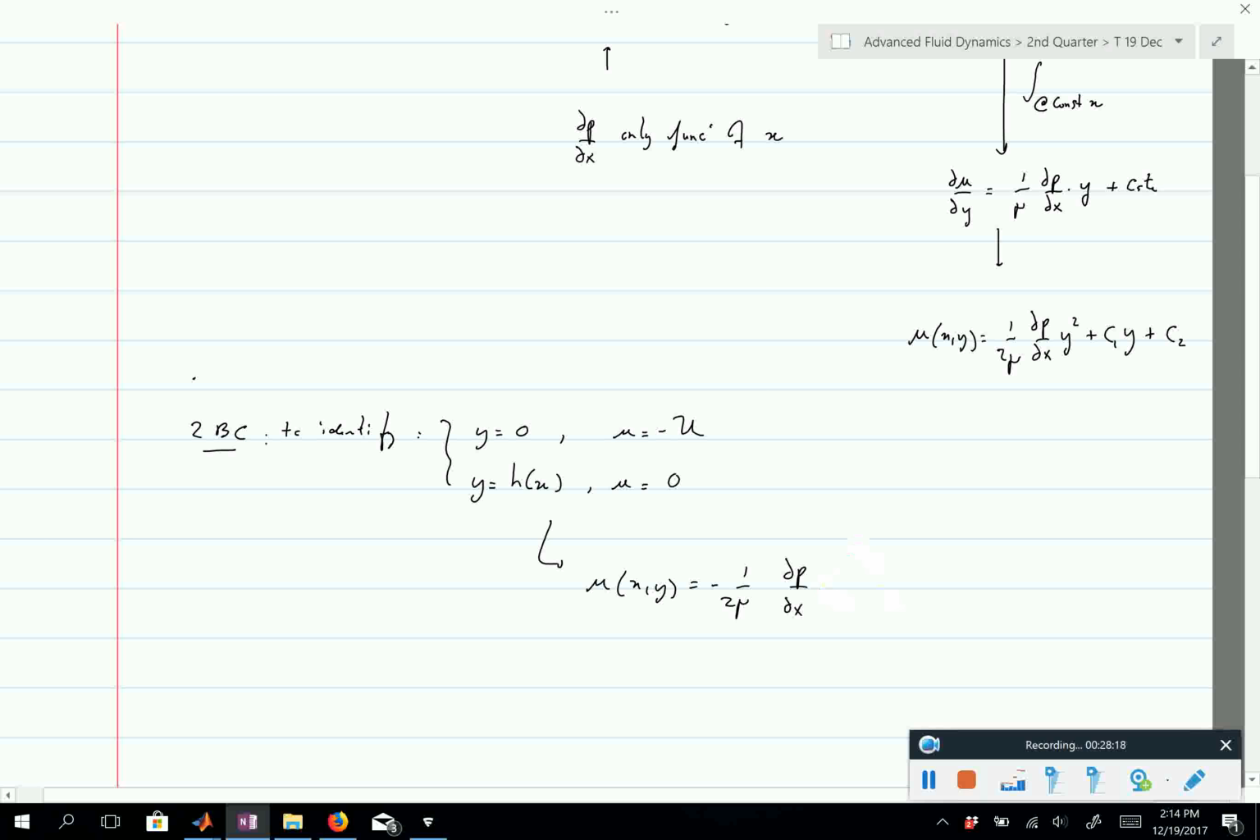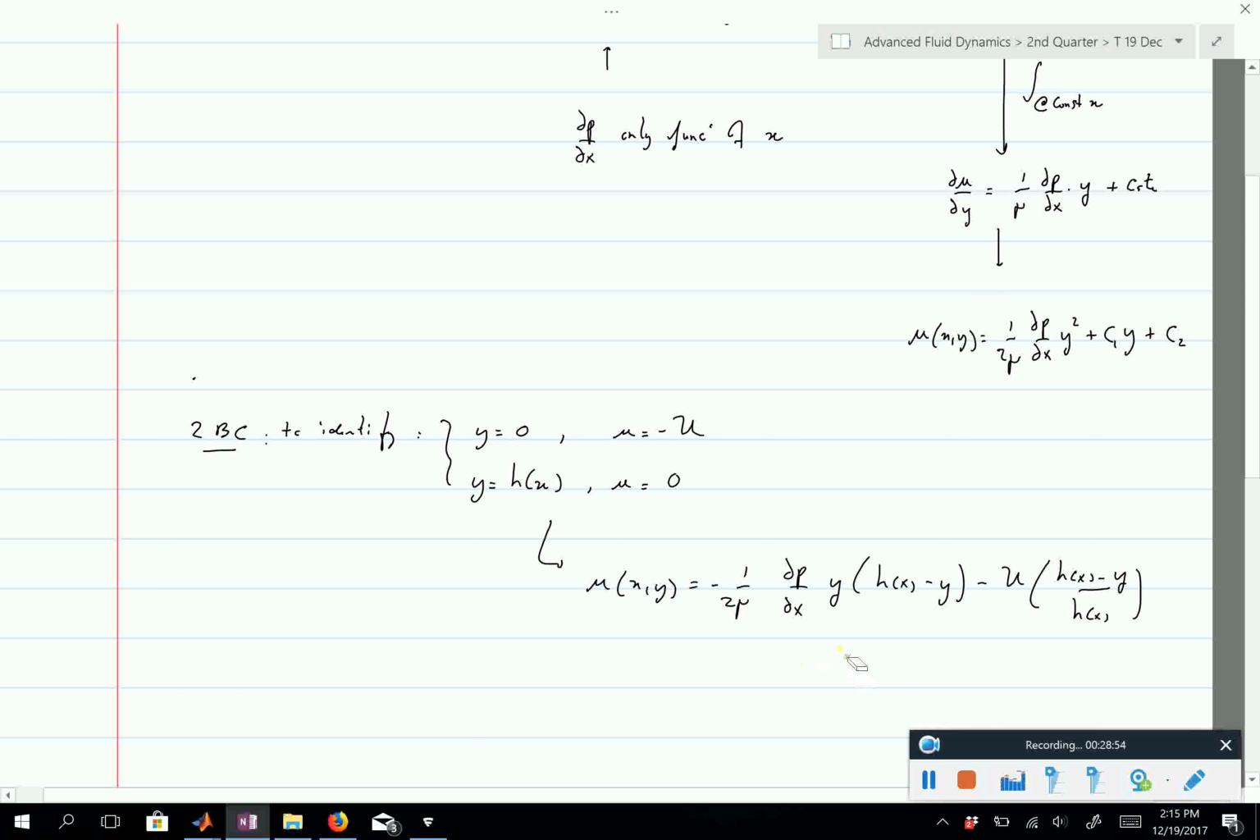Partial p over partial x times y times h of x minus y, minus u times h of x minus y divided by h of x. Okay, the first thing we want to do is to check that all our terms are dimensional. So this term has the right dimension. It has the same dimension as this one, so we know it's fine. And this term is a velocity times a length scale divided by a length scale, so it's a velocity. So this is okay.